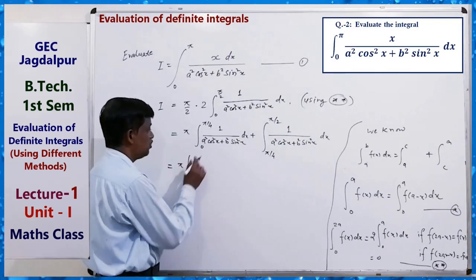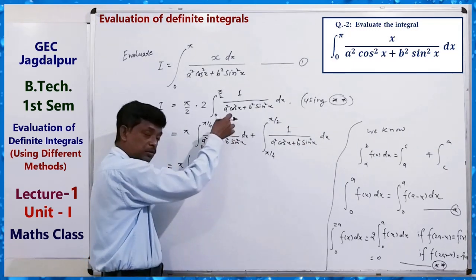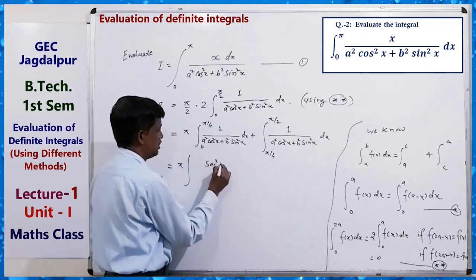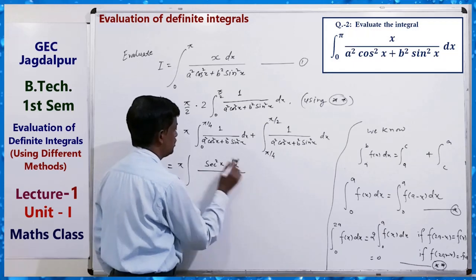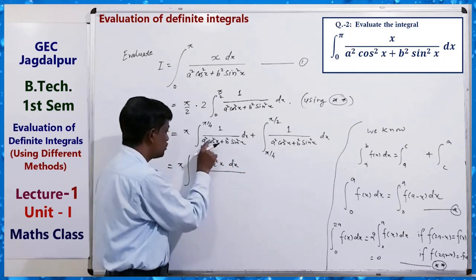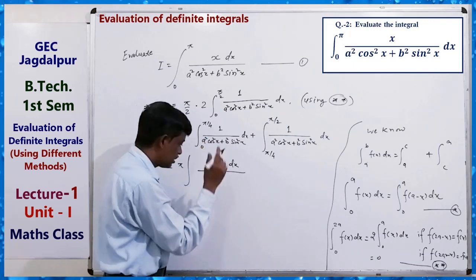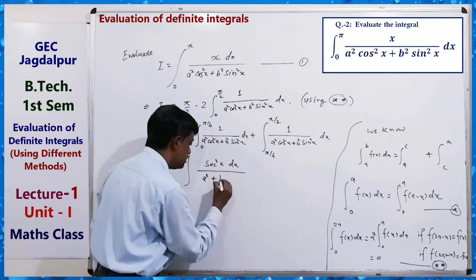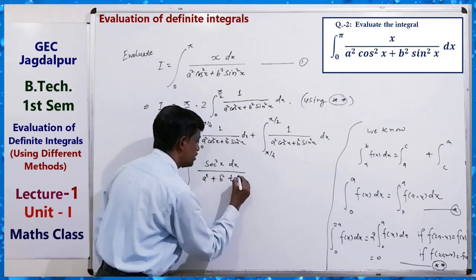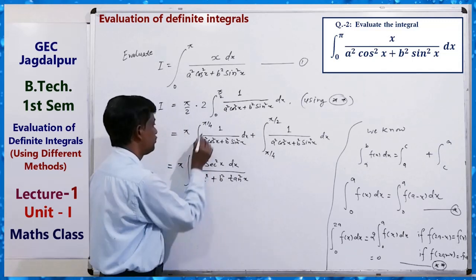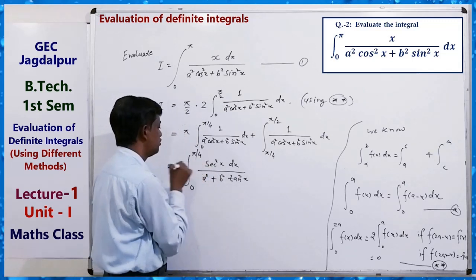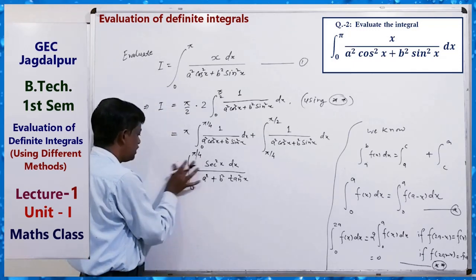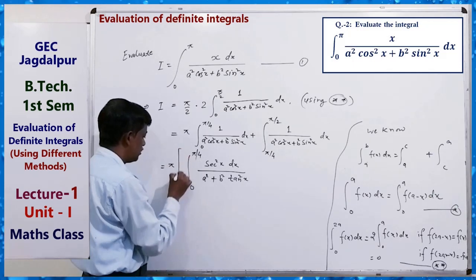Just like this. Suppose here we divide 1 by cos square, numerator and denominator divided by cos square. So 1 by cos square is sec square, so sec square x dx upon, here divided by cos square, a square plus, a square into cos square by cos square cancels, so a square plus here b square sin square by cos square, tan square, so b square tan square, 0 to pi by 4. Clear? So just this pi is outside.